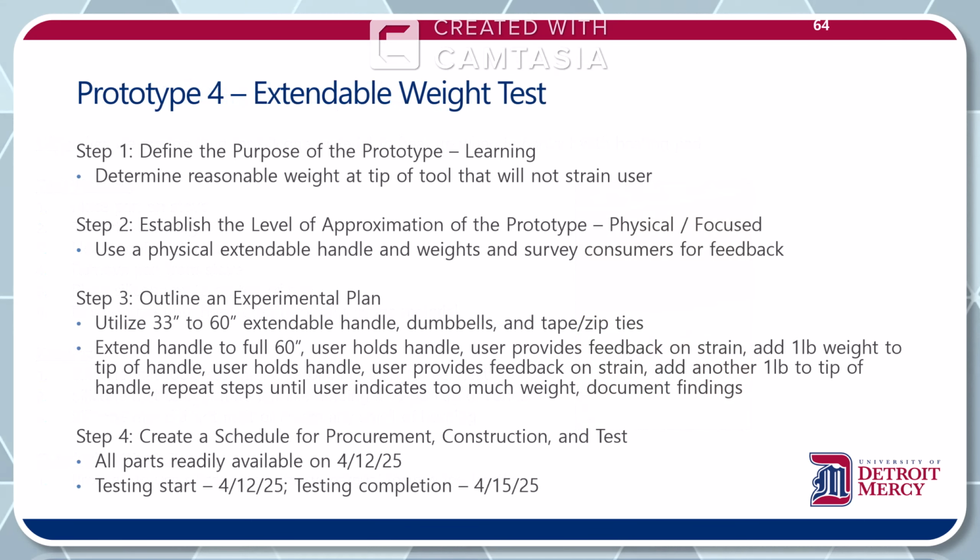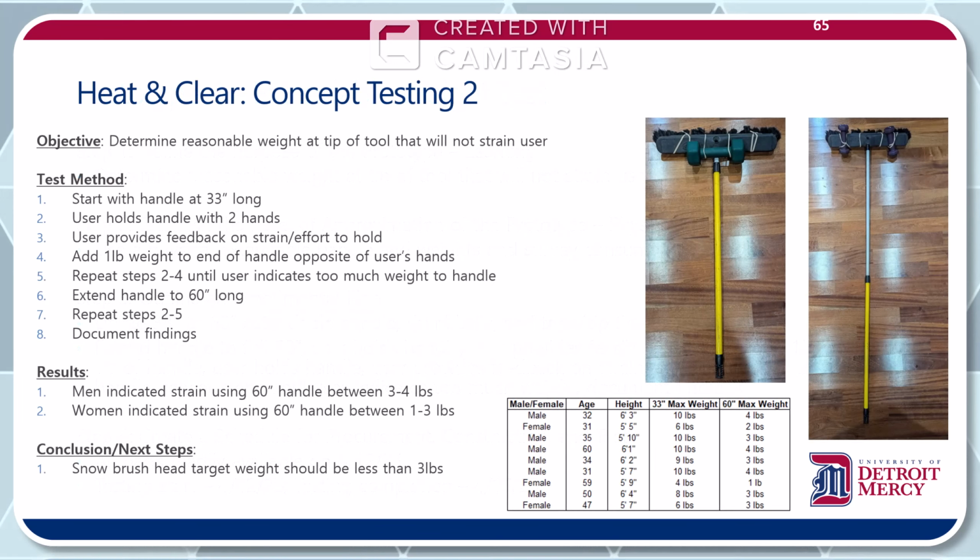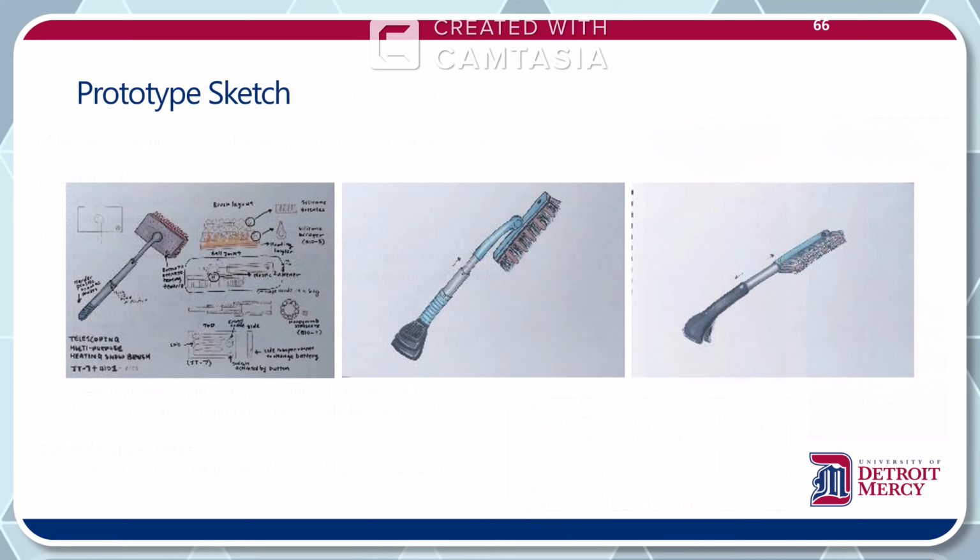The team's last prototype was to determine how much weight was reasonable for a person to move at the end of a long handle. This was accomplished by tying increasing weight to an extendable handle and asking men and women to attempt movement at different weights and lengths. This helped the team determine the target brush head weight should be less than 3 pounds.